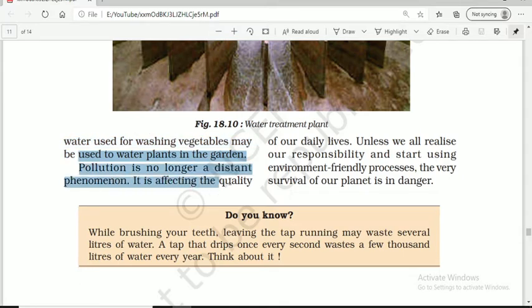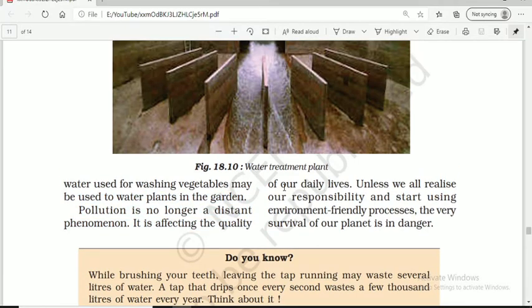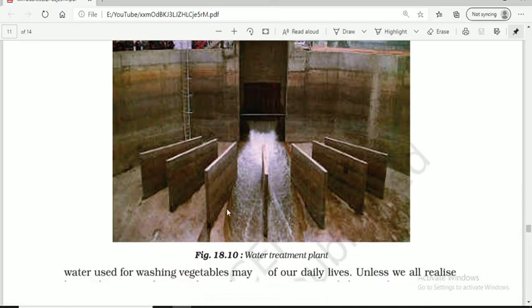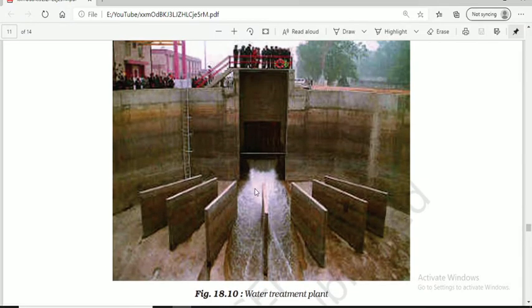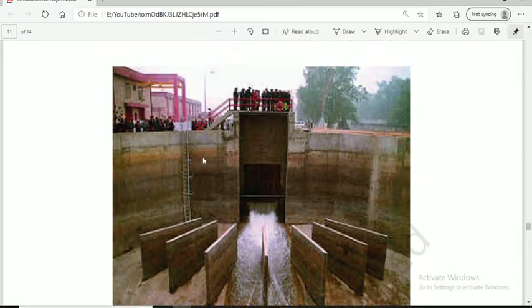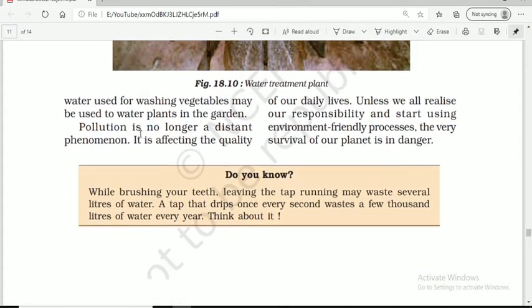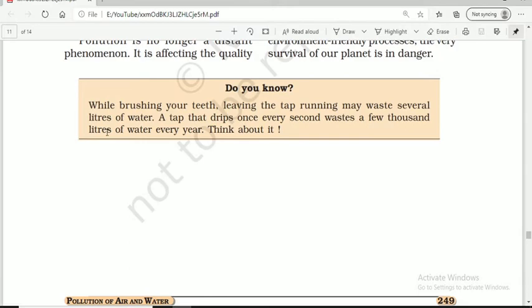Pollution is no longer a distant phenomenon. It is affected by the quality of our daily life. Unless we all realize our responsibility and start using environment friendly processes, the very survival of our planet is in danger. So this is a water treatment plant which is mainly established in industries for the purification of water.